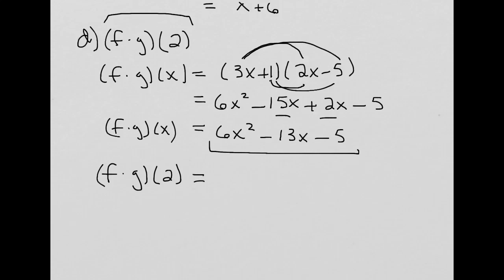So here we go. So I've got 6, I see an x, so I'm going to plug in 2, and any number I plug in for x is being squared. And then minus 13, there's an x again, so I'm going to plug in my 2. And then minus 5 at the end.